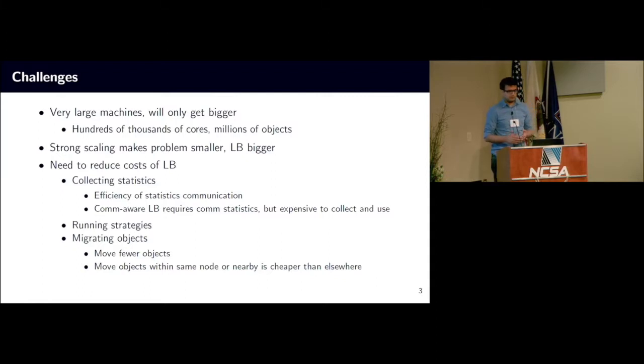Another big one, like I said before, is running strategies themselves. Now that we have so many objects and so many cores, the logic of actually just running through and mapping things can take a long time. Finally, we have to migrate objects. There are two ways we can fix performance problems here. One is by moving fewer objects in the first place, and the second is moving objects either within the same node or nearby topologically, because that's cheaper than moving them somewhere else. And ideally, we would just not move them at all.